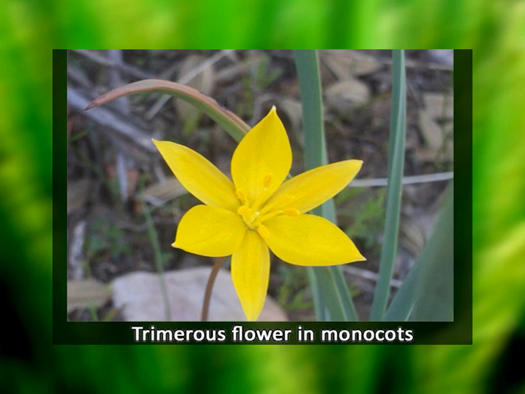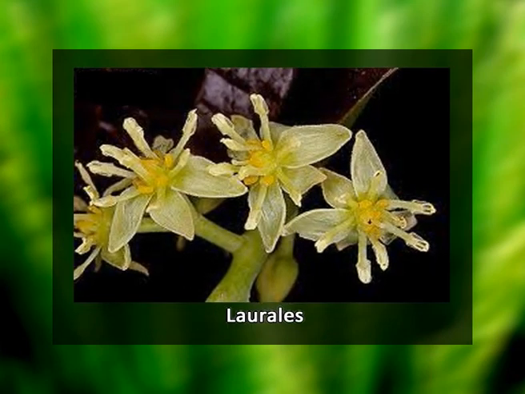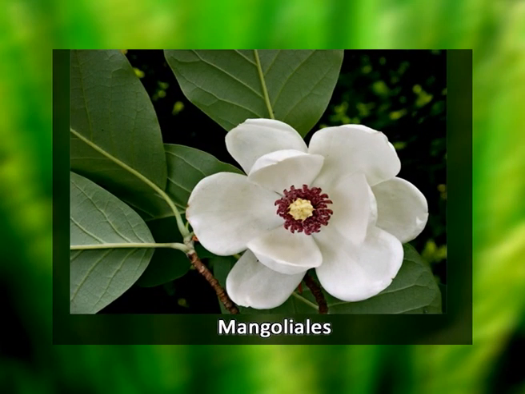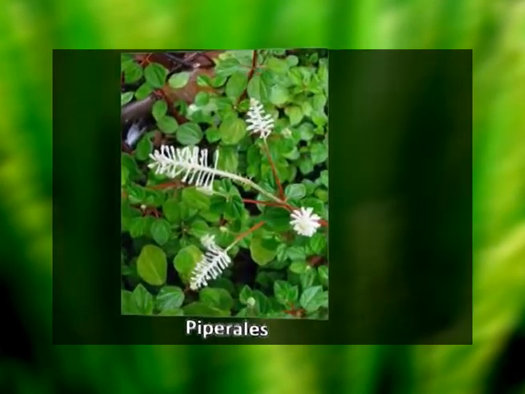Traditionally, the monocots have been distinguished by the occurrence of trimerous floral parts. That means the floral parts are in 3 or multiples of 3. However, recently, this feature, the trimerous condition, is now considered to be an ancestral condition, a plesiomorphy. This ancestral condition is present in several non-monocot lineages of angiosperms, such as laurels, magnoliales, and piperales.